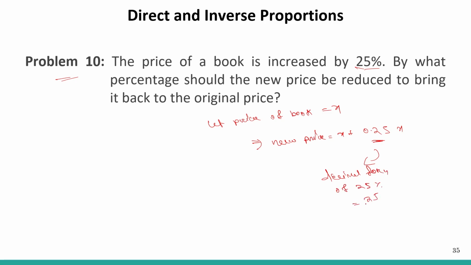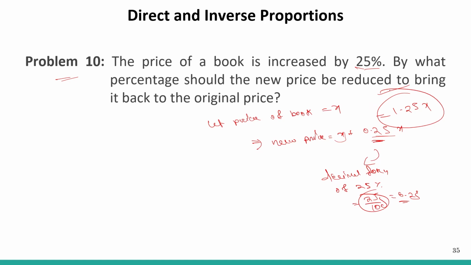25%. Okay, because 25% is equal to what? 25 by 100, right? So this is nothing but 0.25. So that is why we have multiplied here, because it has been increased by 25%. So the initial price remains and the increased price is 25% of X. So this is equal to nothing but 1.25x, right?